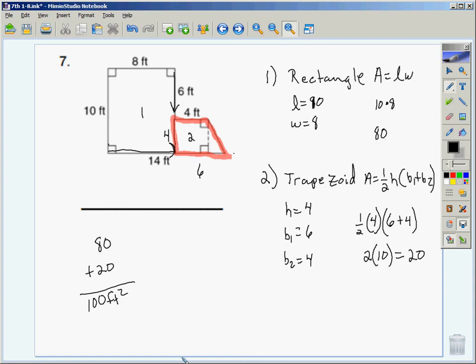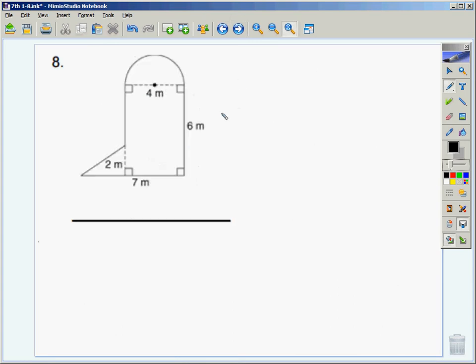Everybody understand the concepts. I'm not going to work any more out. We're just going to look at them and say what shapes we'd add together. What shape is this one on the top? Semicircle. Can you tell me what the formula is? A equals what? Pi r squared divided by what? 2. Yes.